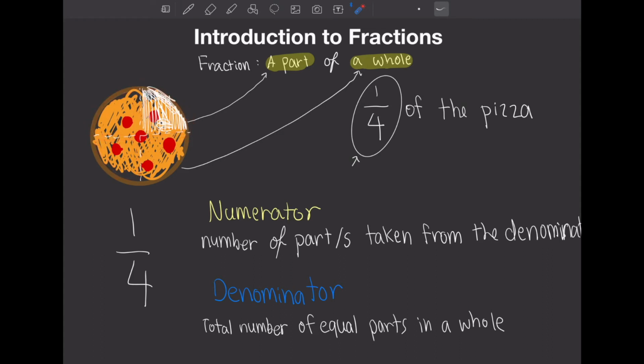So going back to the definition of the denominator, I heavily emphasize the fact that the denominator represents equal parts. And it's very important that the denominator represents equal parts, and I'll show you what I mean by that. So let's say I have a square. Let me draw a square here. Okay, I think that's a square, pretty much.